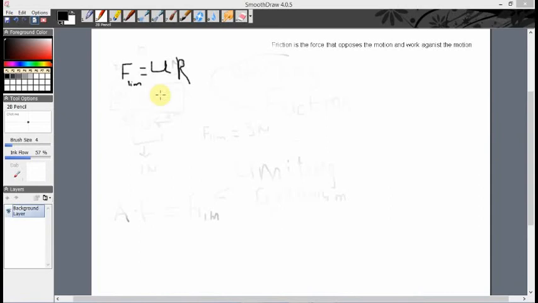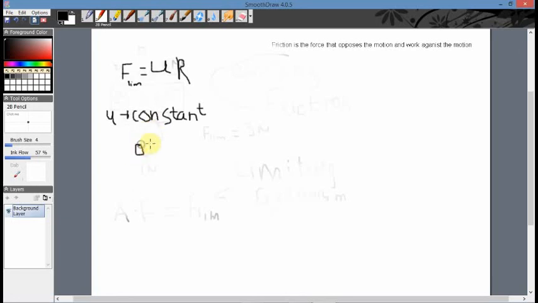So, what is this mu and what is this R? Remember, these two things are being multiplied to calculate the limiting friction that an object possesses. So what is mu? Mu is actually a Greek letter, and it is a constant.